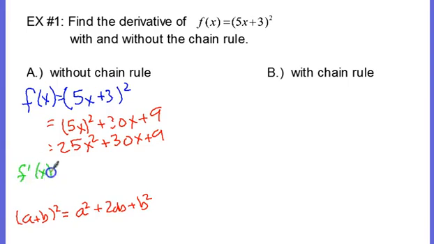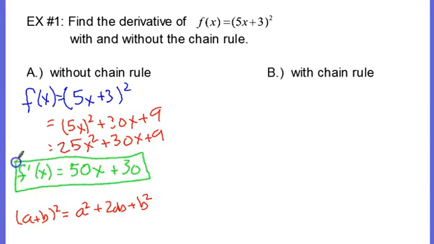Now, all that remains is to take the derivative using the power rule, and we will do this to each term in our polynomial. So f prime of x becomes power times base down 1. 2 times 25 is 50x plus 1 times 30 is 30, times x to the 0 is just 1, so I have 30 plus 0 because the derivative of a constant is 0. And so here is my f prime of x, 50x plus 30.